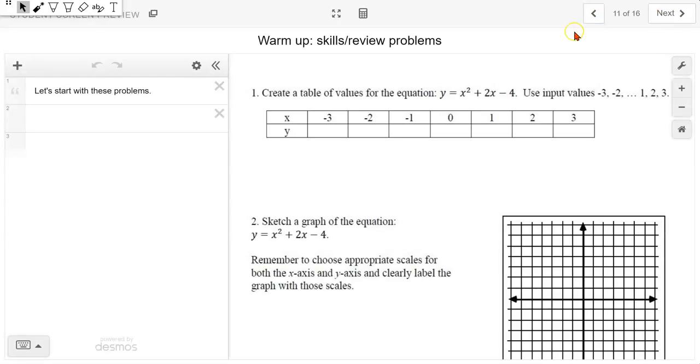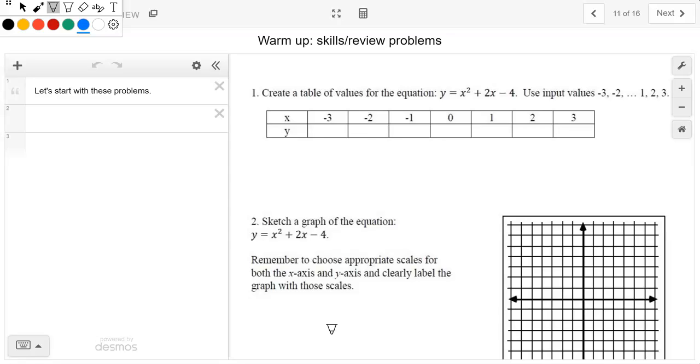And let's start our warm-up. Create the table of values for the equation y equals x squared plus 2x minus 4. Use the values -3, -2, up to 1, 2, and 3. Here's the table, x, y. So how do we compute for our y values? So we just have to plug in -3 to each.